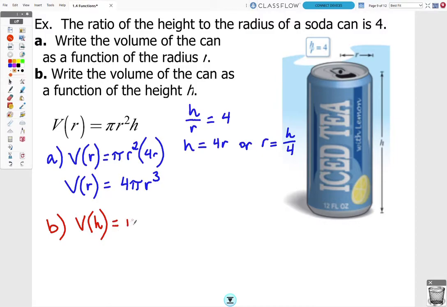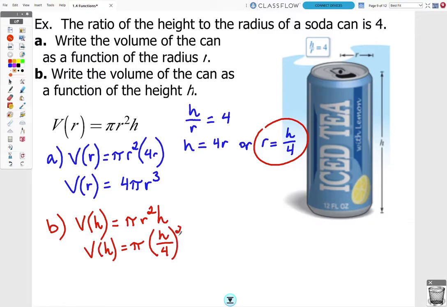So pi r squared h again. But in terms of h, I don't want r, so I'm going to have v in terms of h is equal to, I'm going to substitute for r, and we said here earlier, r was equal to h divided by 4. So I'm going to say h divided by 4 squared times h again. All we got to do is clean that up a little bit.